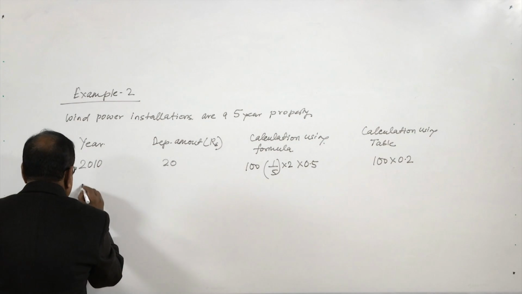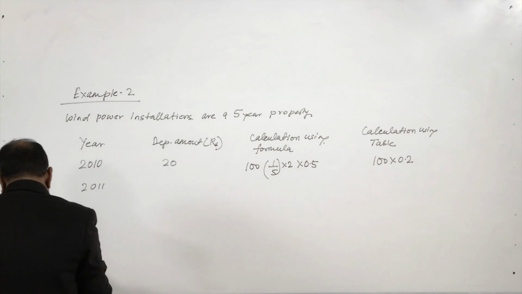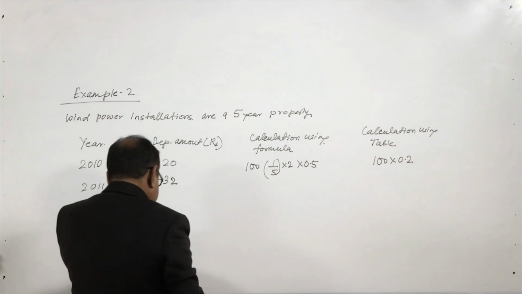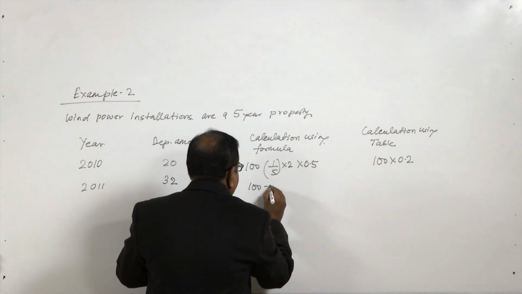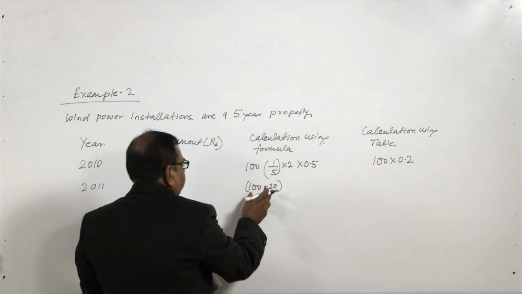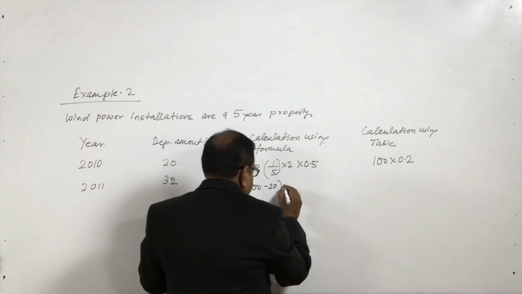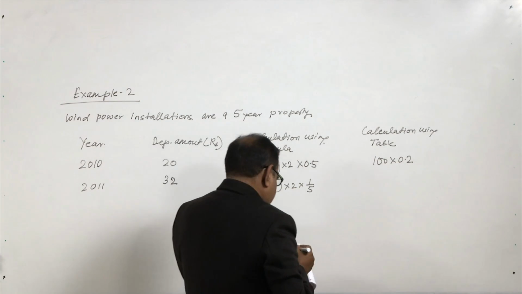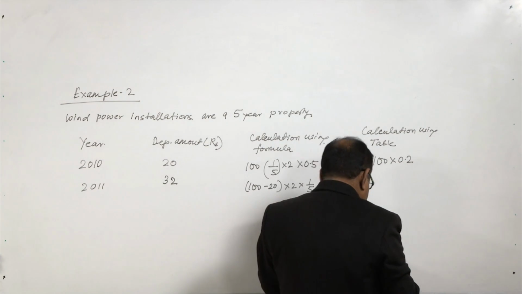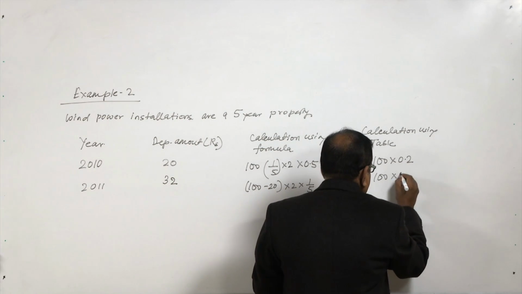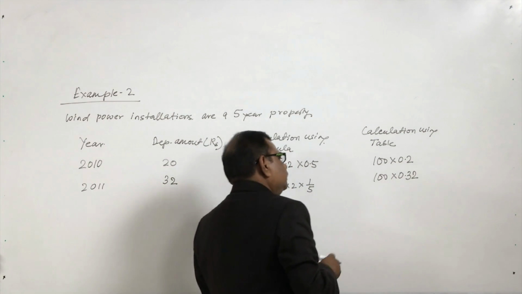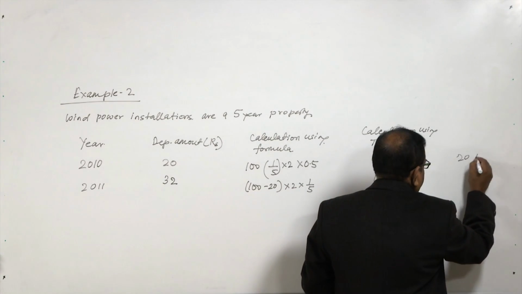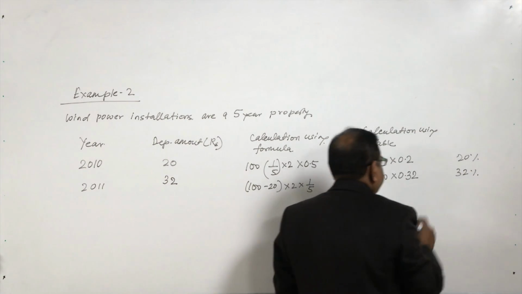Now, in 2011 this is 32 million. Now, this is 100 minus 20, the depreciable amount is this now, into 2 into 1 by 5, and this is 100 into 0.32. This is 20%, this is 32%.